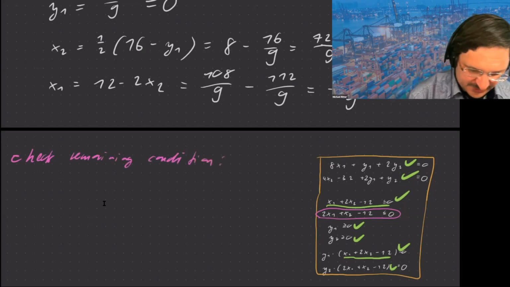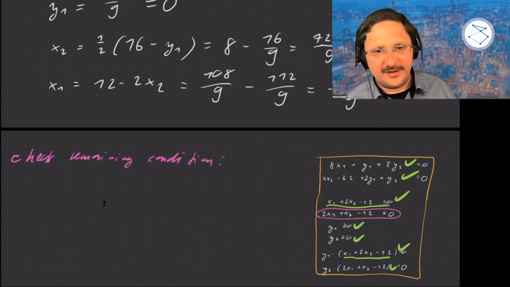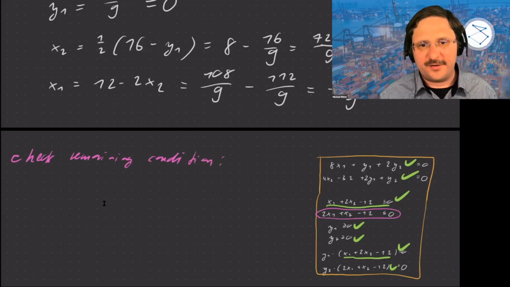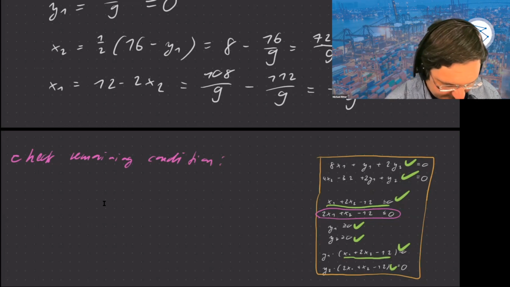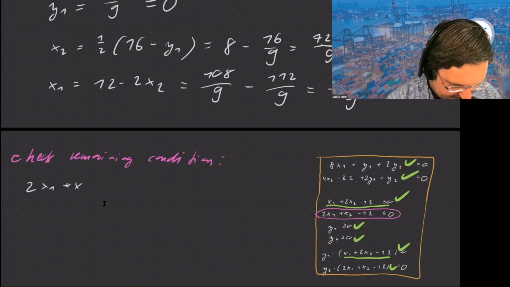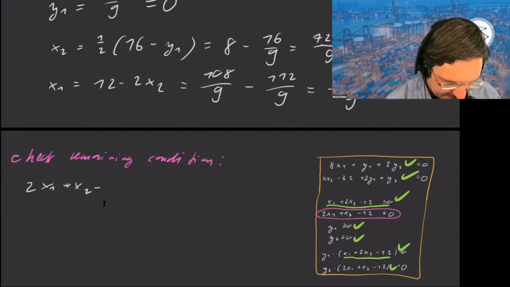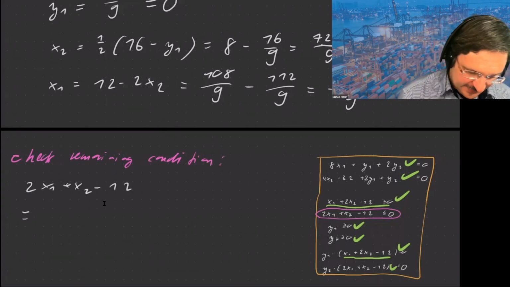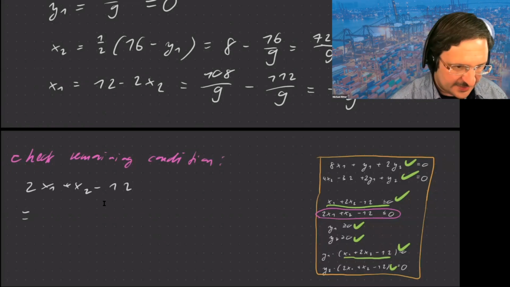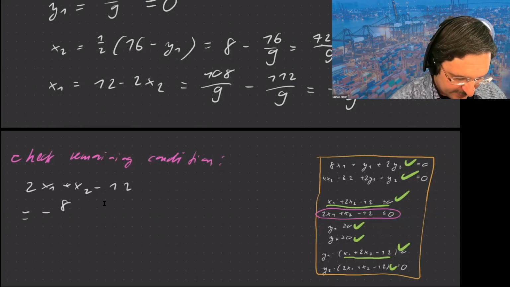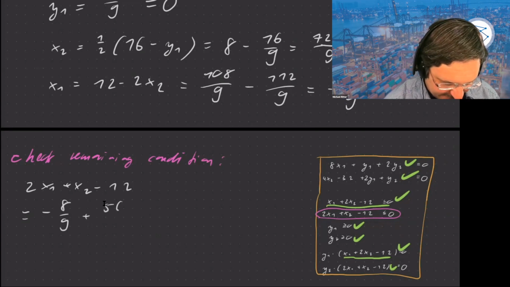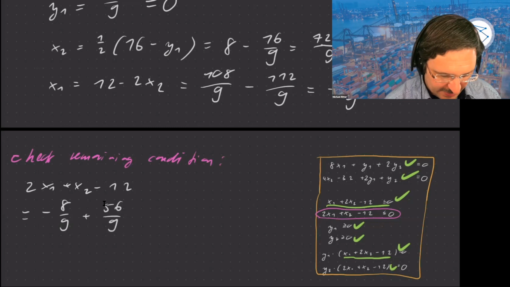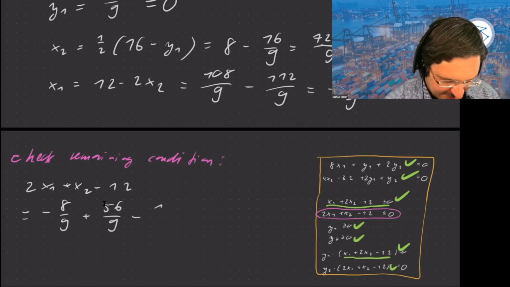And please don't forget to check these conditions. It might still happen that that condition might not be satisfied, and then we don't get a KKT point. So let's see. That's 2x1 plus x2 minus 12. 2x1, that is minus 8 over 9 plus x2. x2 is 56 over 9 minus 12. 12 was 108 over 9.